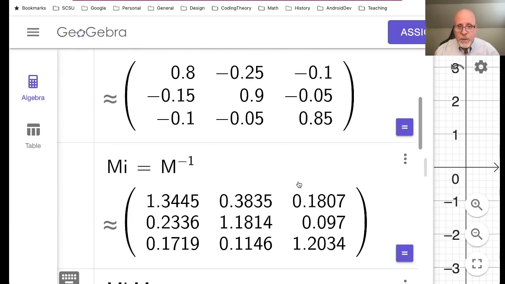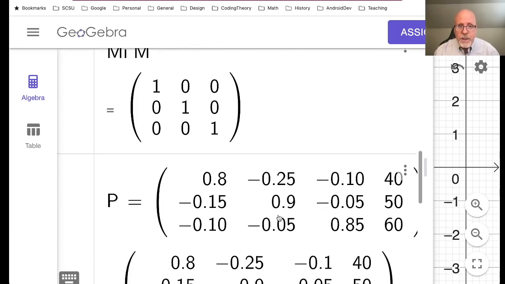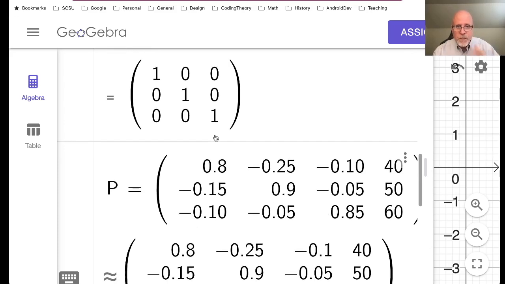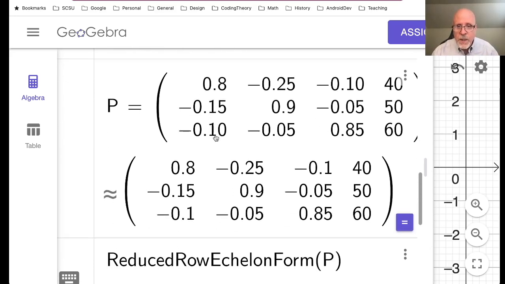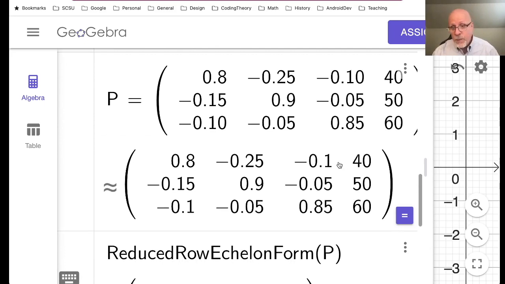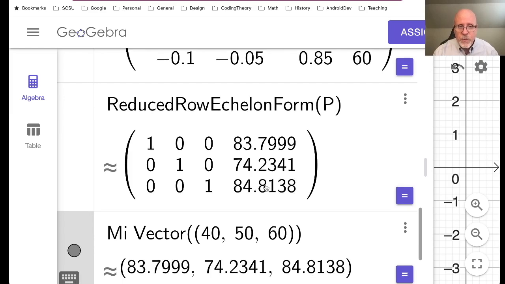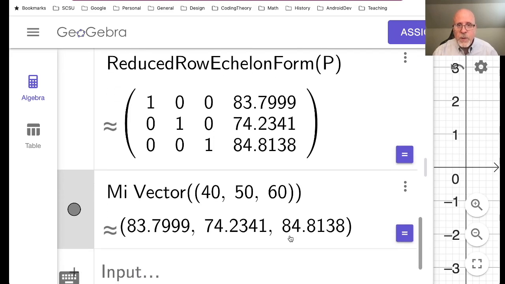When we find its inverse, it looks like this. I checked that it's still the inverse. When you multiply the inverse times matrix M, you get an identity matrix. The calculation of P was the one that actually worked out right before, and that's what we got for the reduced row echelon form. Now that M inverse is correct, the inverse matrix for M has the right numbers in it. Times the vector with 40, 50, and 60 in it, you get exactly the same numbers that you see in the reduced row echelon form of matrix P.